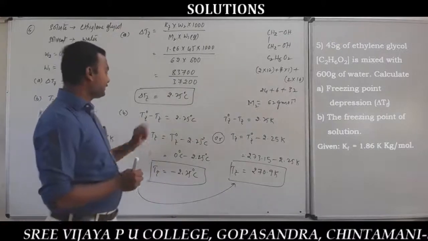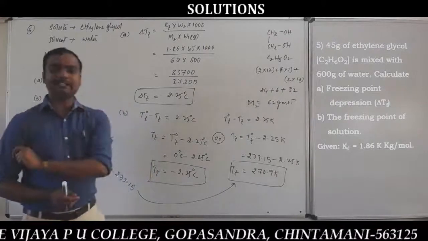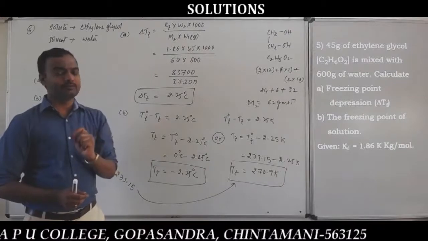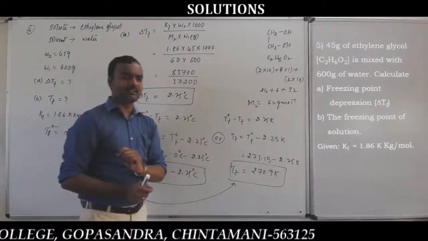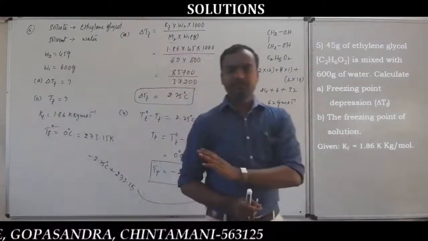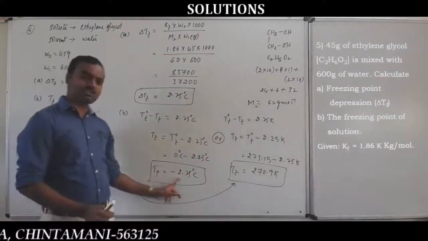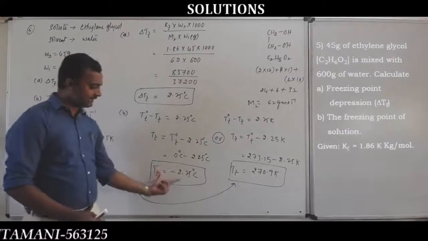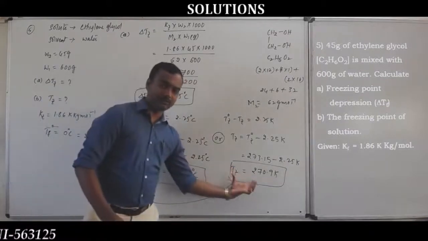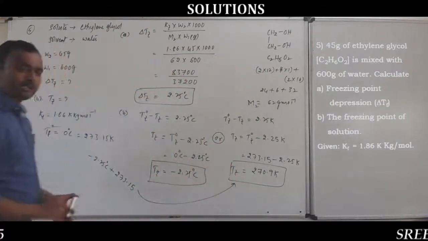Next, TF you have to calculate, and TF should be less than 0. The freezing point of the pure solvent is 0 degrees Celsius, and for the solution it should be less than 0, that is, negative. So TF is equal to minus 2.25 degrees Celsius, which is 270.9 Kelvin. So that's problem number 5.